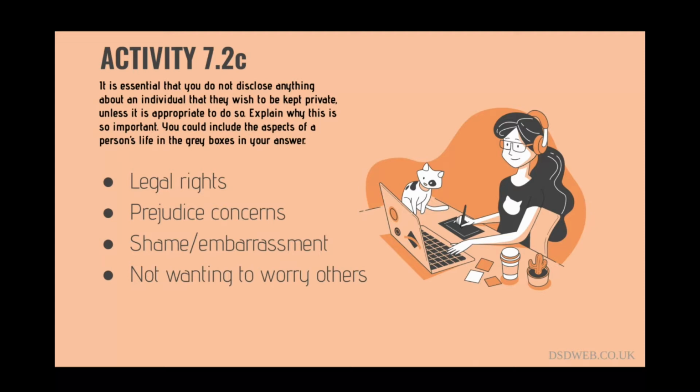Although the Equality Act 2010 makes it illegal to discriminate against individuals based on protected characteristics, such as sexual orientation or disability, sadly discrimination does still exist today. An individual may not want others to worry about them, so may not want family or friends knowing details about their health conditions or their financial situation.